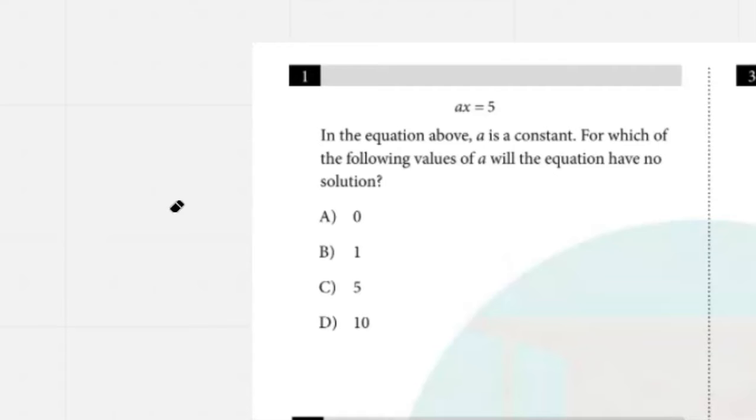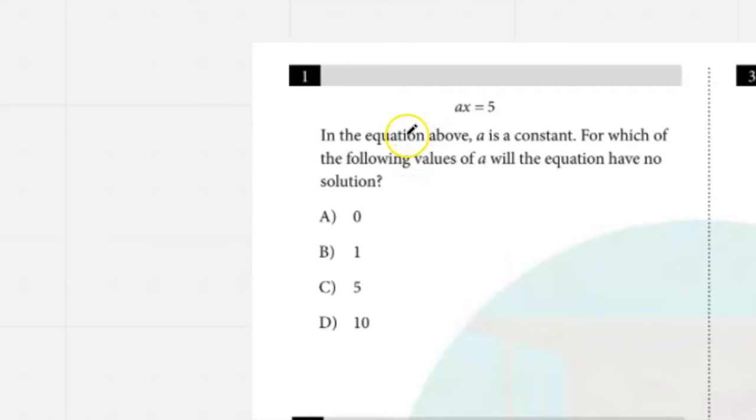This is section 3, Math section without calculator. This section has 20 questions and is supposed to be finished in 25 minutes. I'm going to be going over the solutions and explaining each answer. So let's start with number 1.